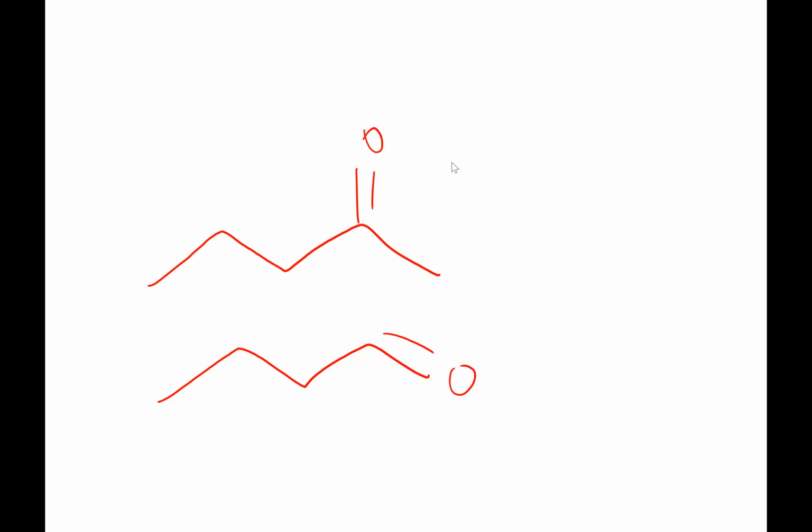Okay, yes, I have a question. Yeah, ask away. So a ketone would be in the middle of another molecule or something? It would be in the middle. The oxygen would be in the middle. Yep. When I say in the middle, I mean it's between two carbons.